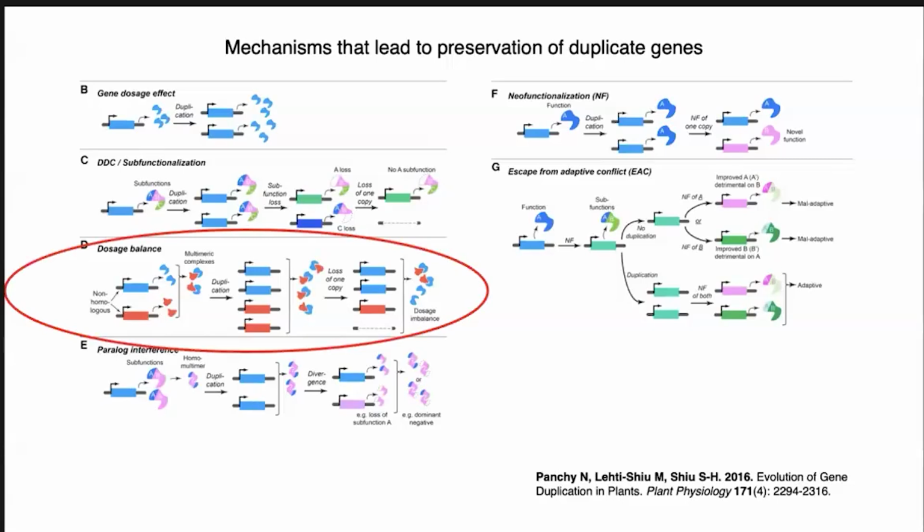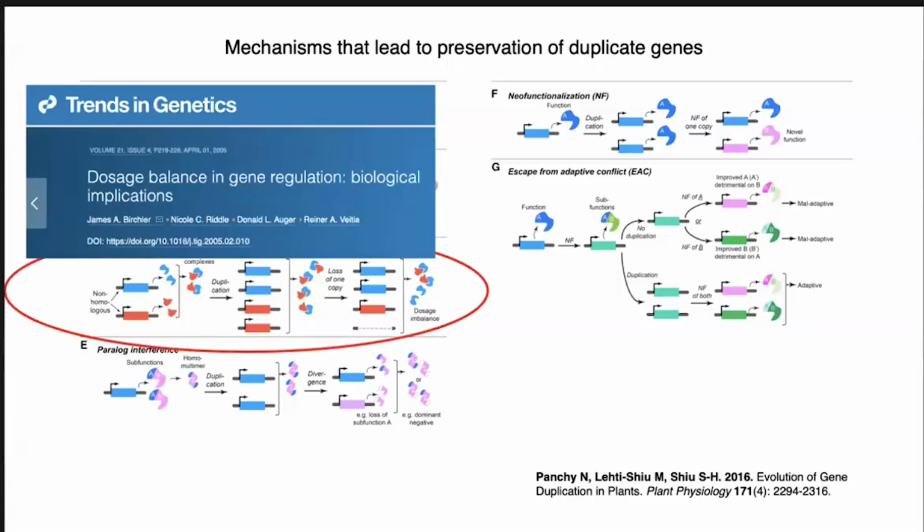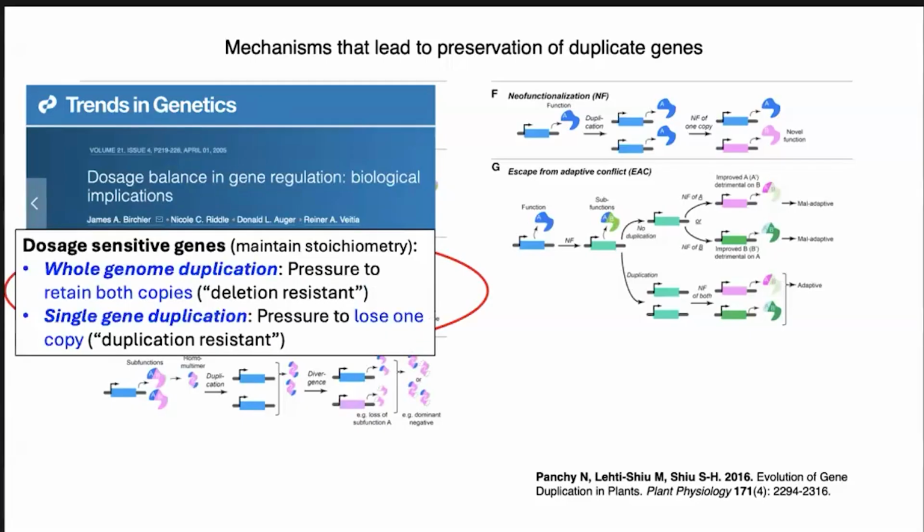It keeps them preserved. This is something that a number of people have talked about, mostly Jim Birchler is one of the main people to do it. Also, Mike Freeling has been involved in this. But basically, the idea is that dosage-sensitive genes are genes that have to maintain their stoichiometry relative to the things with which they interact. So we've got genes that are involved in various different networks, for example, where the stoichiometry may be important, but also multi-protein complexes that are working together so that you need to retain stoichiometry.